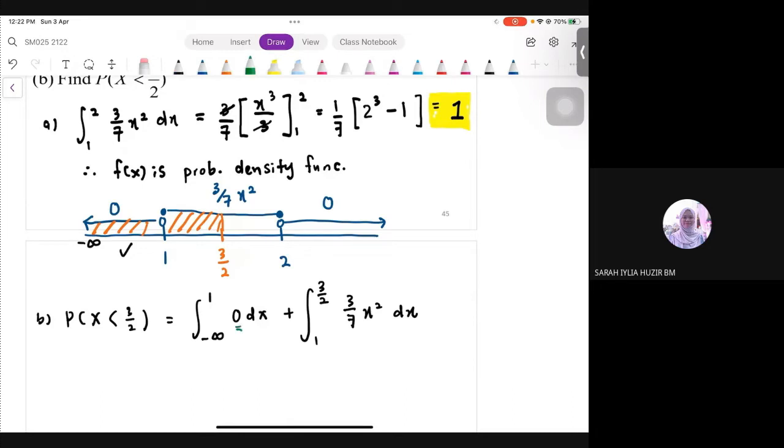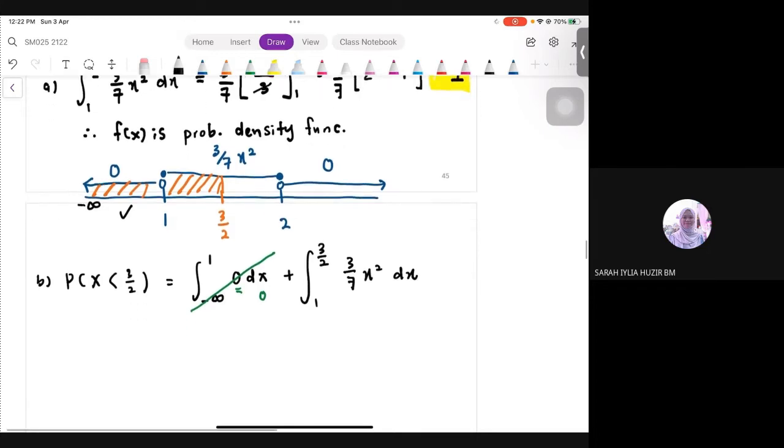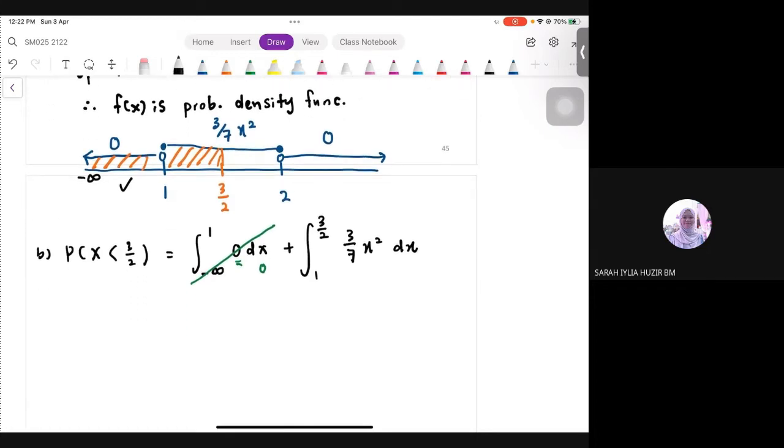Whenever we integrate 0, we still would get 0. It can be simplified as 0 straight away. Tak tunjuk pun tak apa sebenarnya, saya sekadar tunjuk nak biar faham. Okay, actually we still integrate from negative infinity, but then since the function is 0, dia tak ada bawa apa-apa maksud.